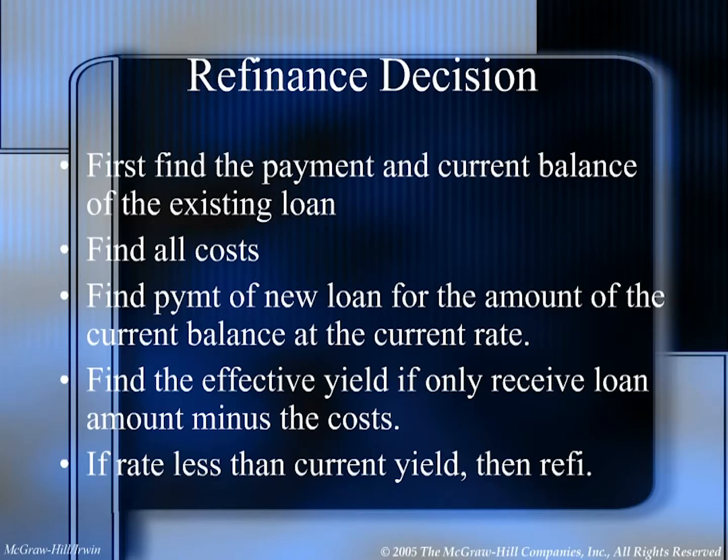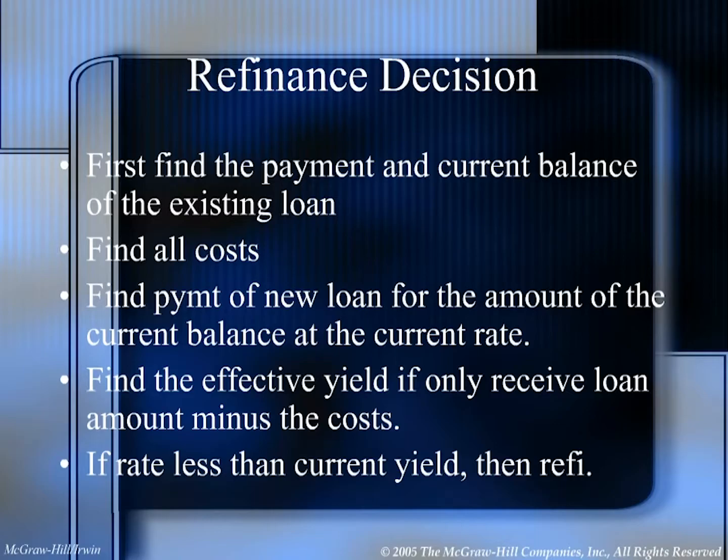Then you'd have to find out what all the costs are that would be included to refinance. So there'd be origination fees and points and so forth. Add up all those costs. Then you'd find the payment of the new loan. That would be the amount of the current balance on the old loan. So originally you borrowed $200,000, and now it's $175,000.